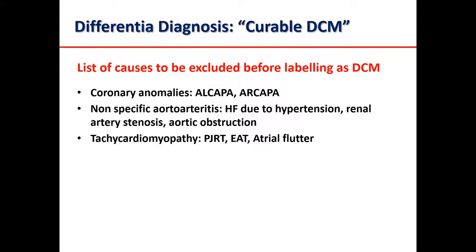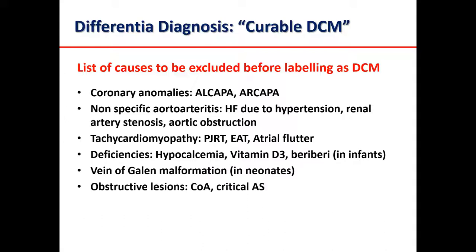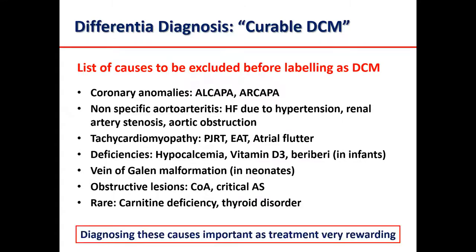Tachycardiomyopathy, I showed you an example of PJRT. Hypocalcemia, vitamin D3 deficiency producing long QT interval. Beriberi is another cause that is thankfully almost gone, but is still seen in some pockets of India at least. Vein of Galen malformation, which is seen in neonates mostly. Obstructive lesion is just to complete the list. I'm sure it is easy to diagnose coarctation and critical aortic stenosis in patients presenting with heart failure. Rarely, there could be deficiencies like carnitine deficiency or even hypothyroidism.